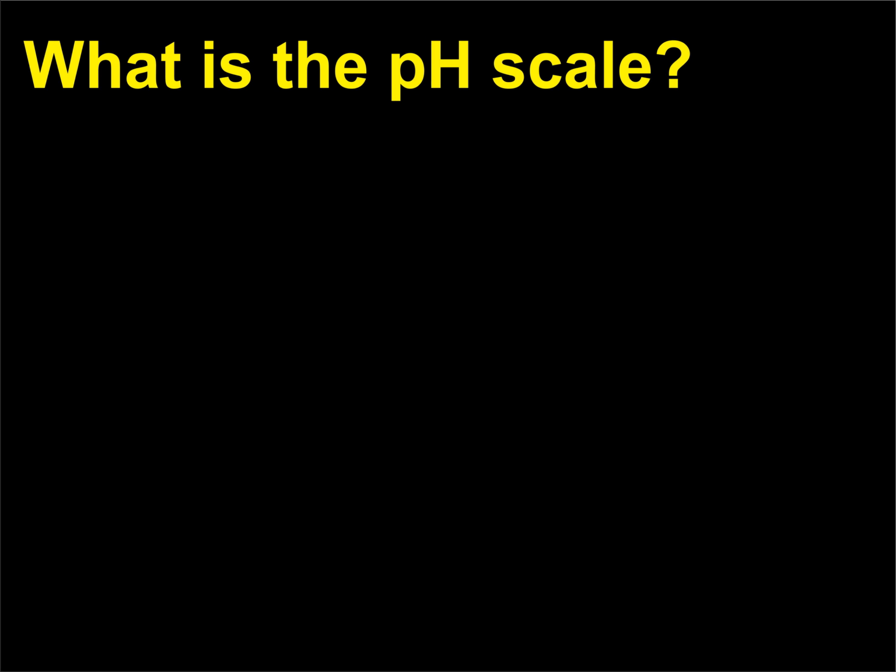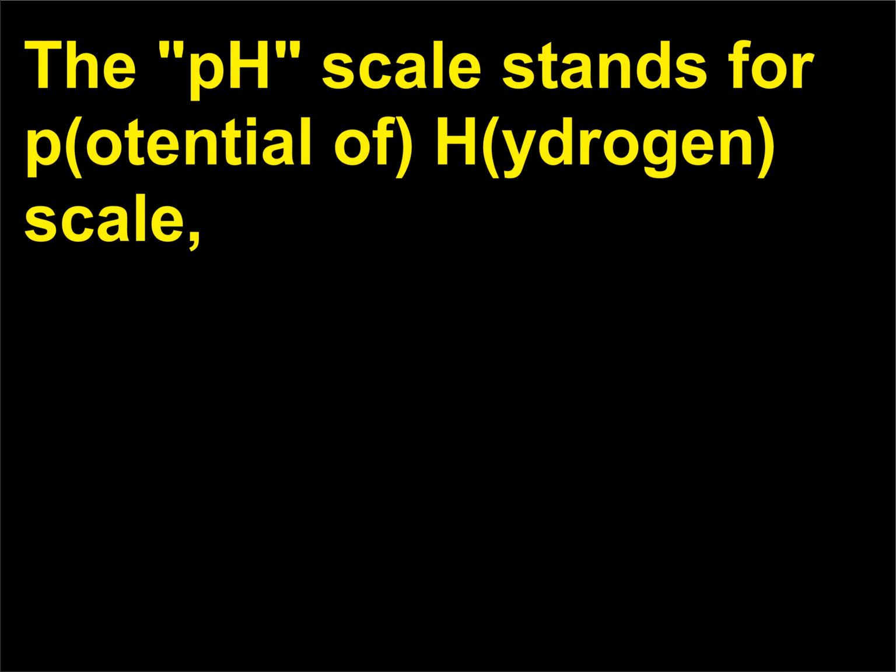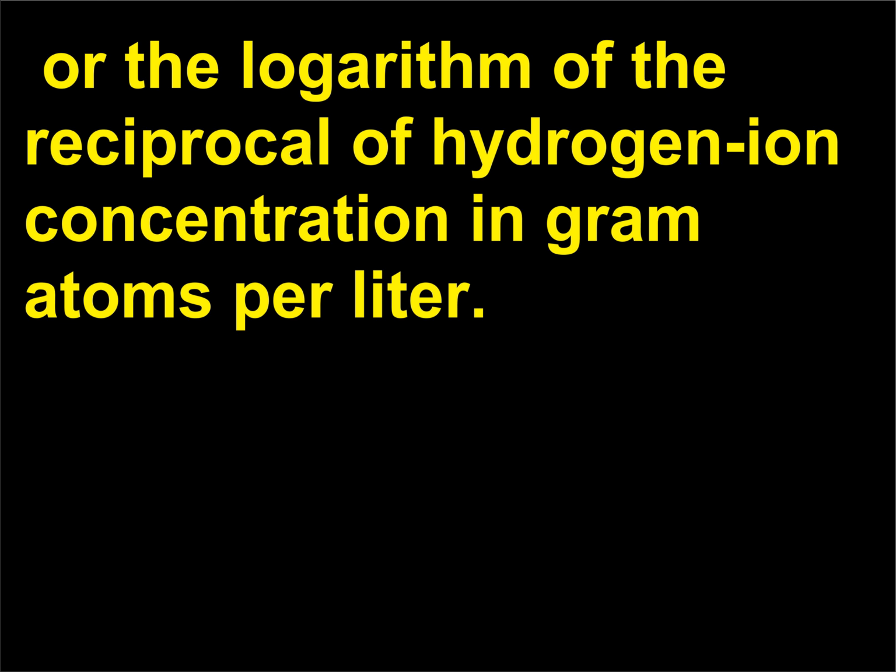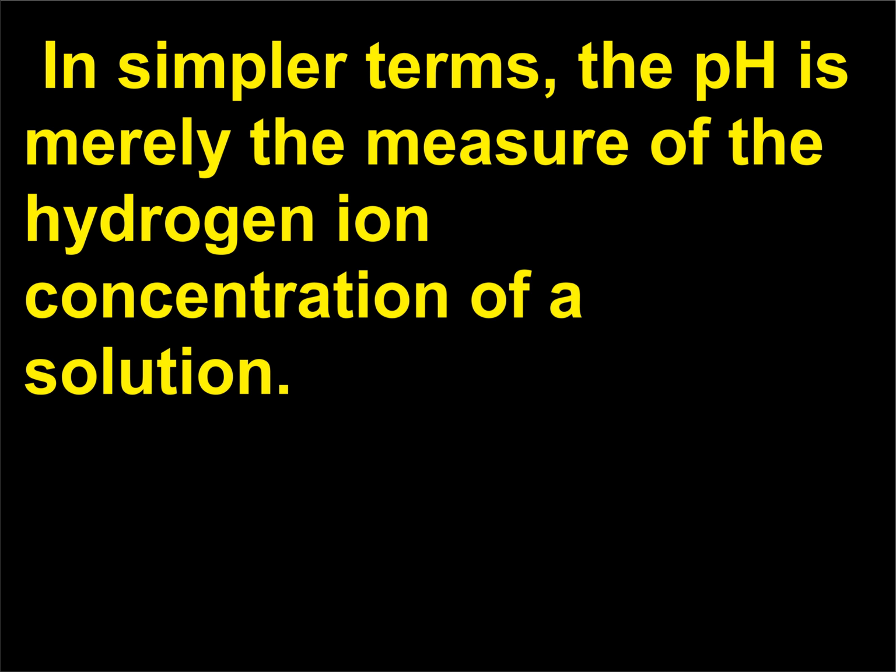What is the pH scale? The pH scale stands for P, potential of, H, hydrogen, scale, or the logarithm of the reciprocal of hydrogen ion concentration in gram atoms per liter. In simpler terms, the pH is merely the measure of the hydrogen ion concentration of a solution.